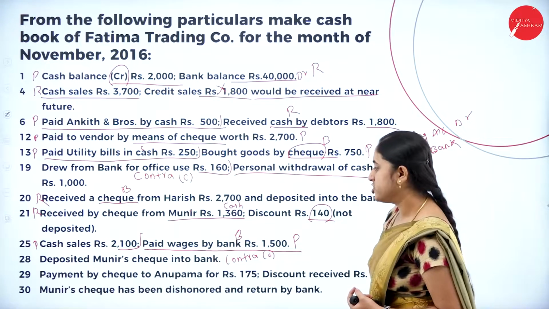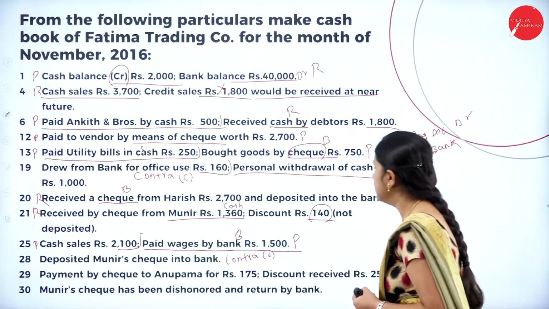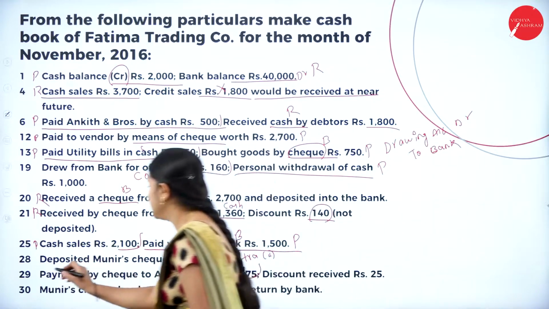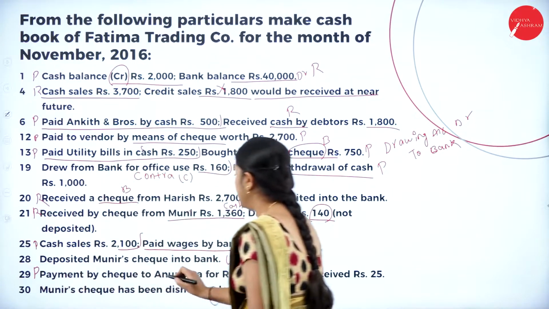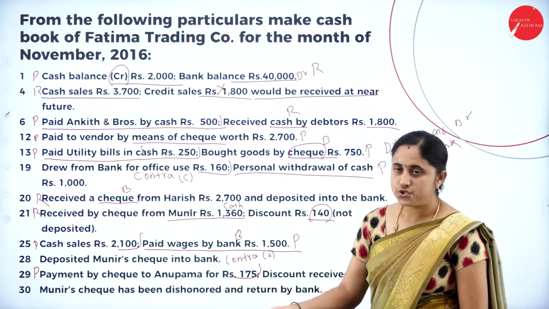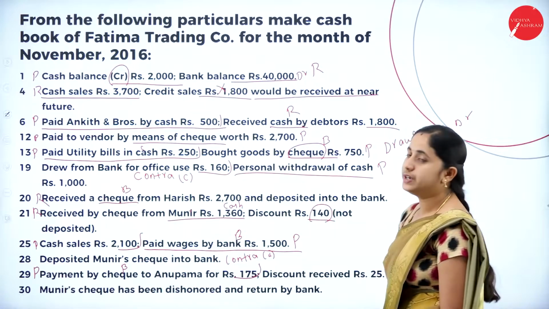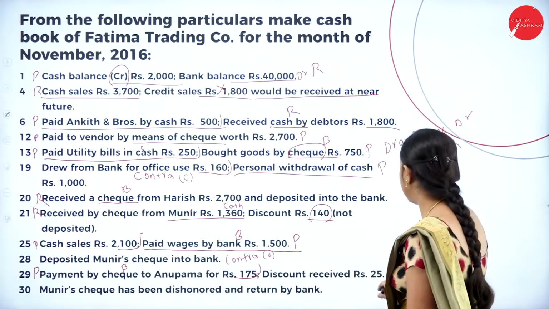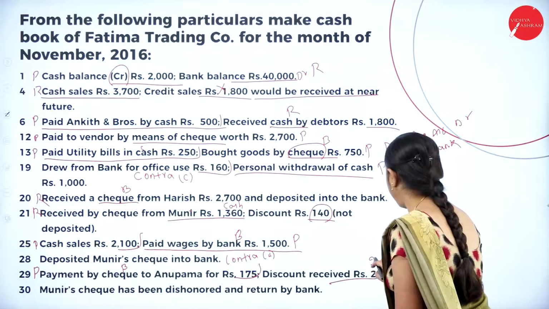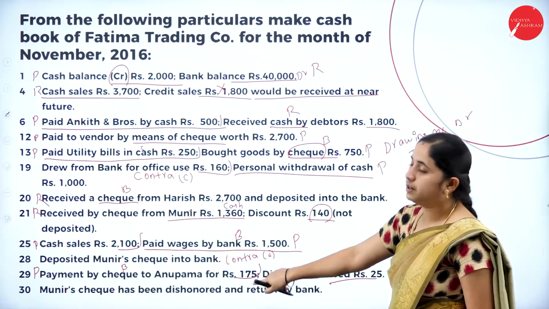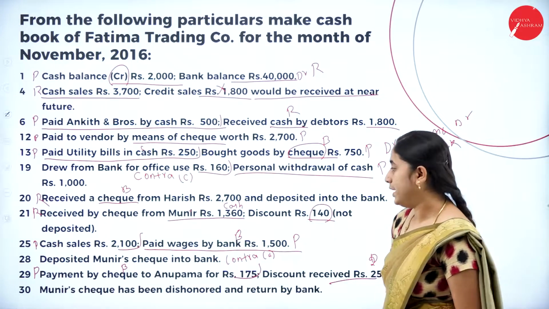Next, payment by check to Anupama for rupees 175. Payment. So, write in the payment side, paid through check. Amount in bank column to Anupama rupees 175. Again, discount received 25, so amount in the discount column. Bank column 175 and discount column 25.